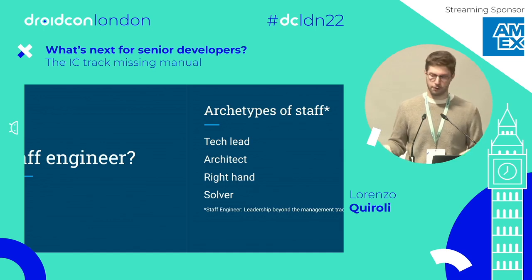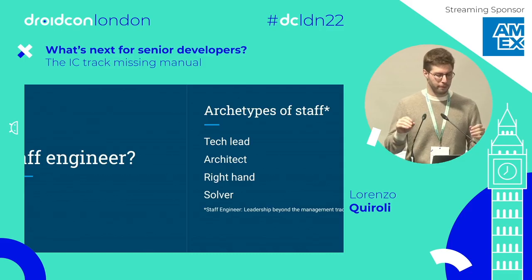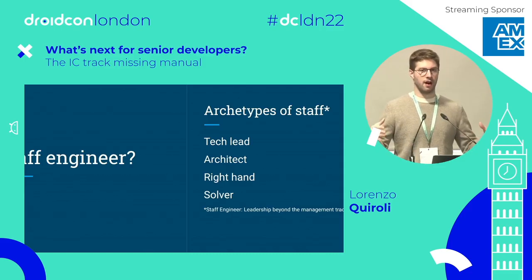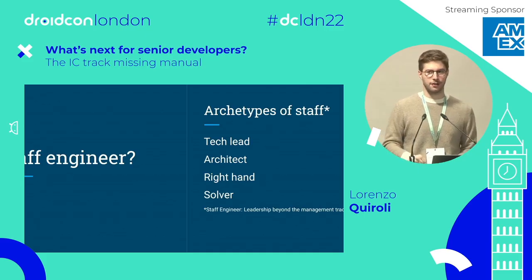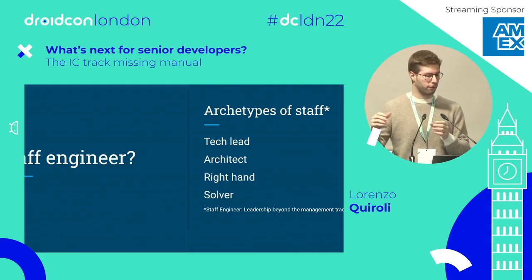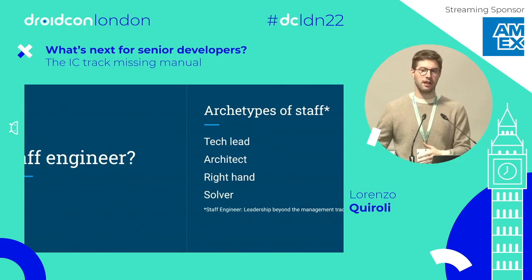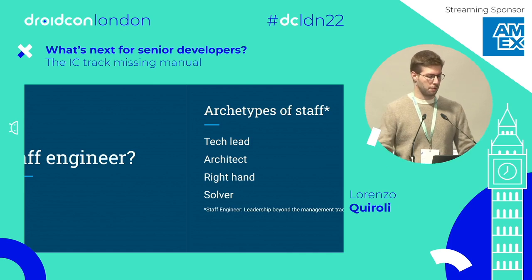For example, this is from a book I've read called Staff Engineer: Leadership Beyond the Management Track. And it talks about the fact that there are a number of archetypes of staff engineer. The first one is the tech lead. So the tech lead sometimes exists even in the M track. And the tech lead is somebody who's primarily responsible for the team, for the health of the code base, and is an enabler of the discipline's success. So making sure that the Android team is productive, making sure the tech stack is fine, and so on.